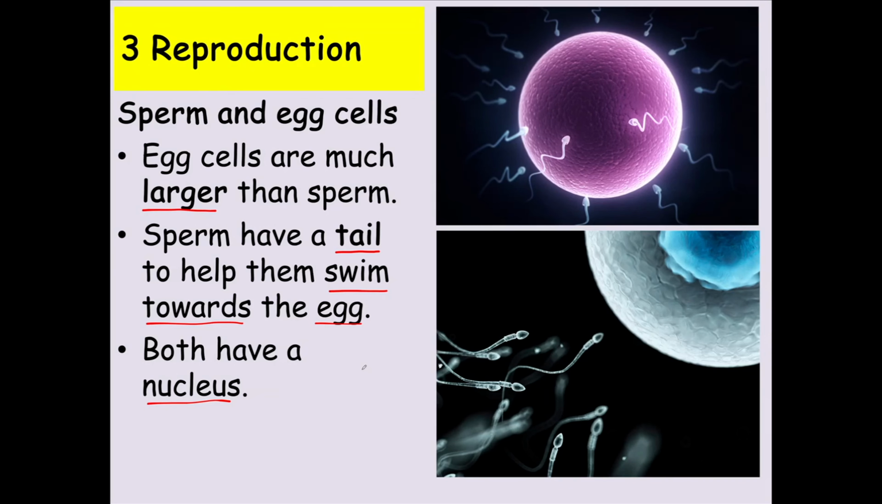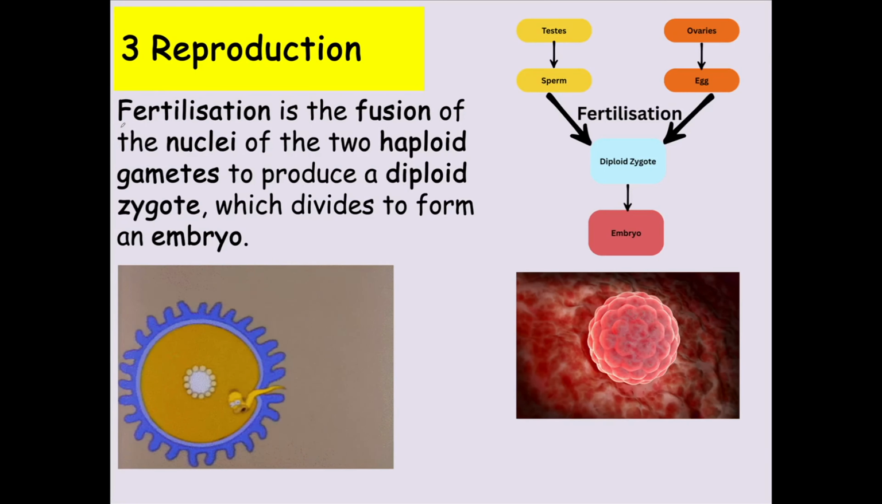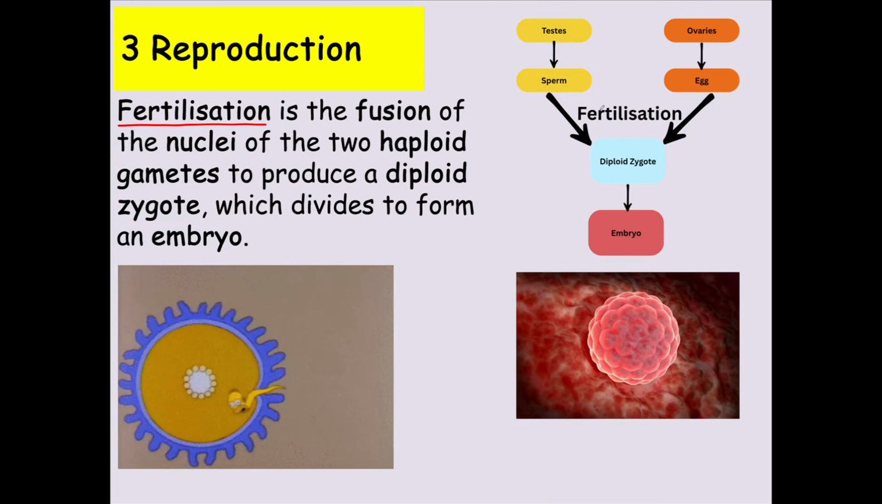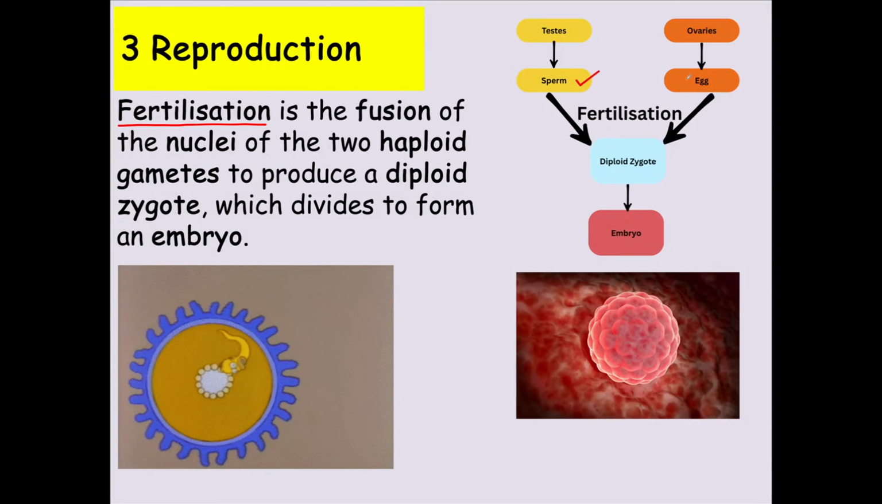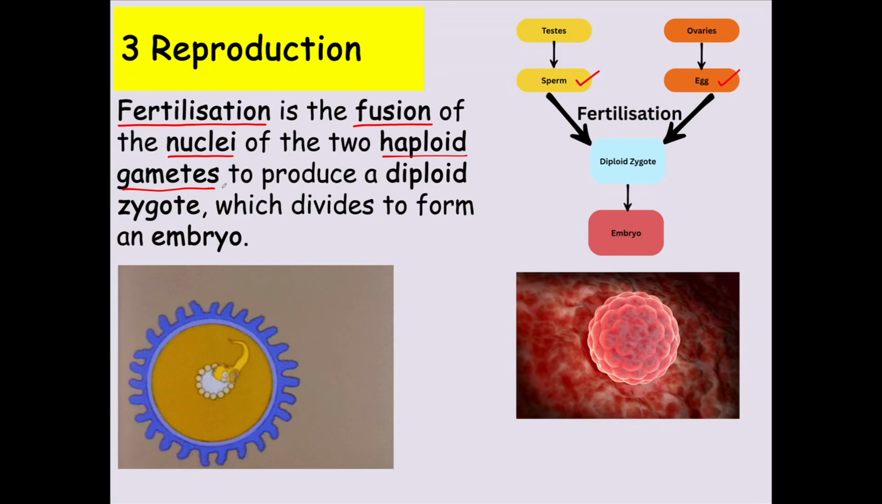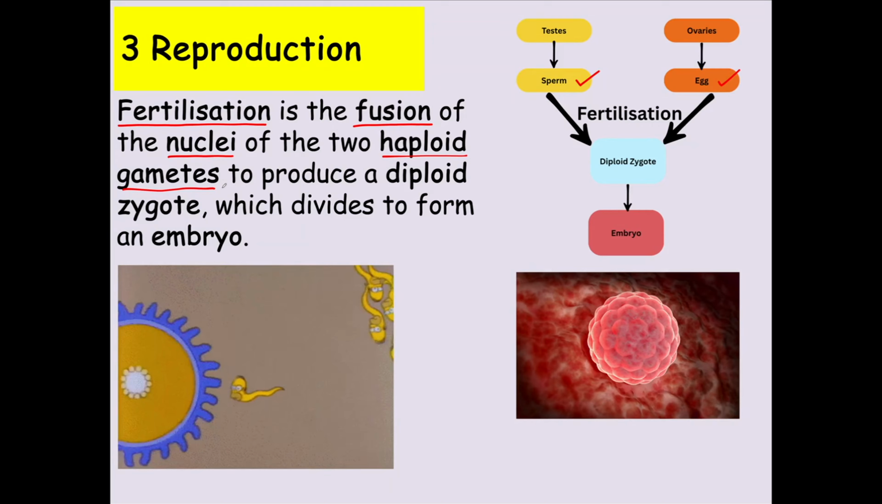Now, that's important because when we talk about what happens when they meet each other, it's important they both have a nucleus. So when they do meet each other, a process known as fertilization will occur. And what is fertilization? Well, we've got our sperm and we've got our egg. So fertilization is the fusion of the nuclei of the two haploid gametes. Haploid gametes is just another word for the egg and the sperm. And you could say in your exam it's the fusion of the nuclei of the egg and sperm.